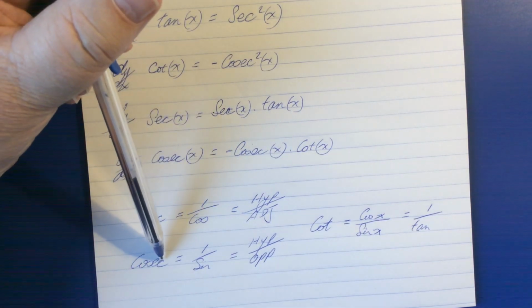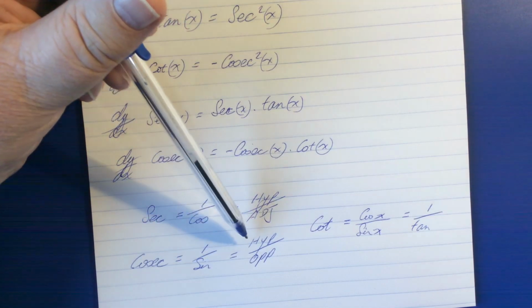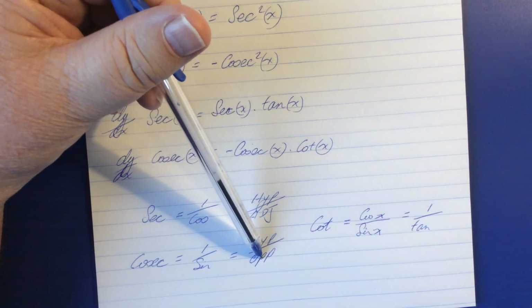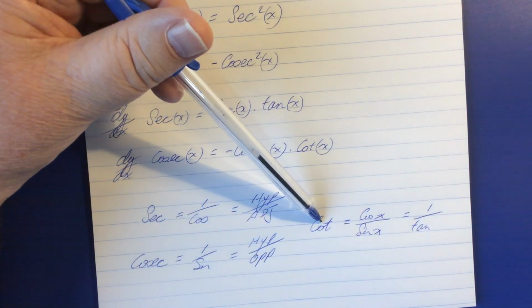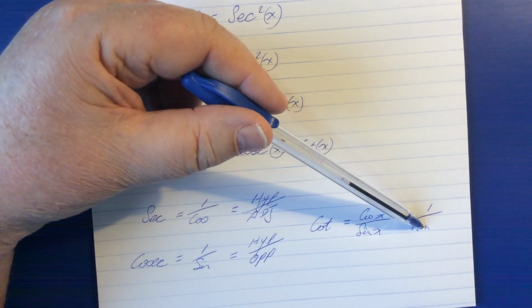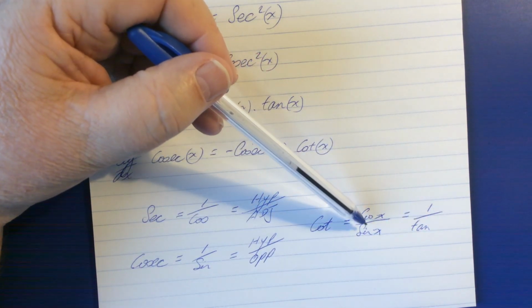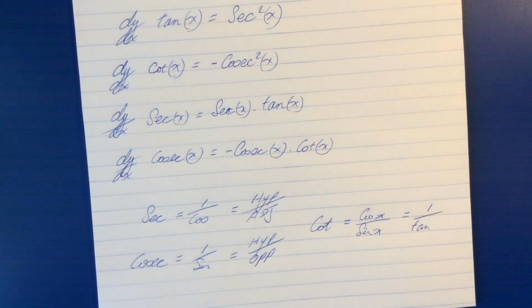A cosecant is 1 over the sine, and it is the hypotenuse over the opposite for that reason. A cotangent is 1 over a tangent and can also be written as cos x over sine x rather than sine x over cos x, which you would be familiar with if you've done any circular trigonometry.